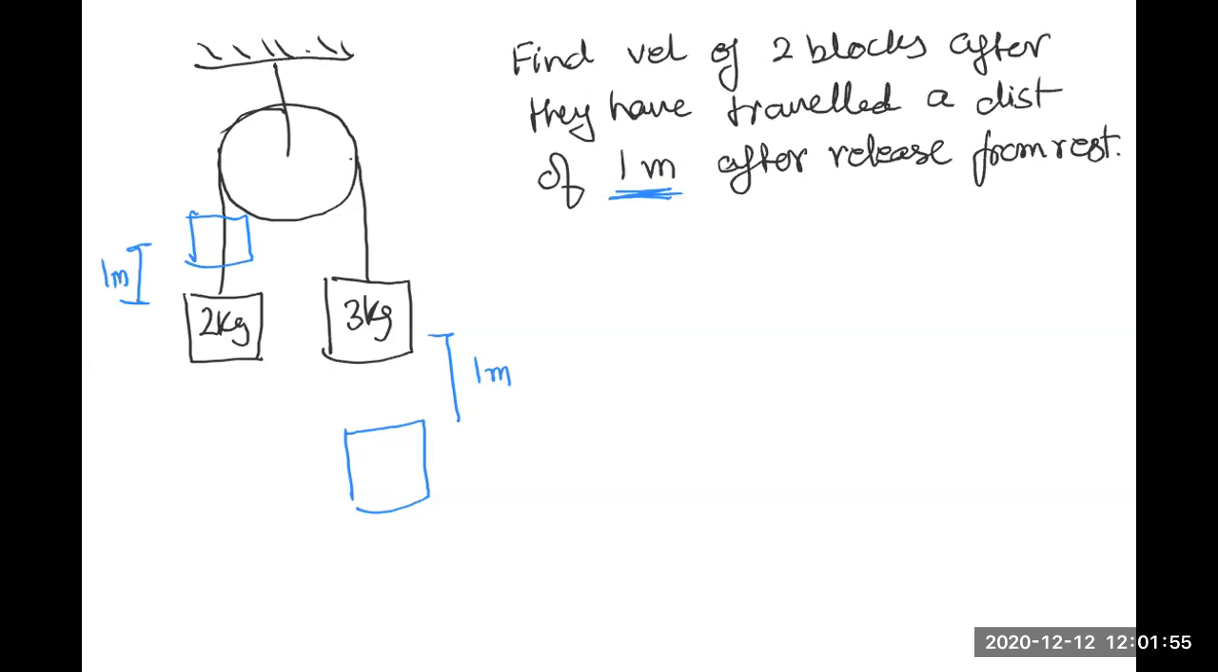So the 2 kg block has gone up, the 3 kg block has gone down by 1 meter. So the black thing represents the initial configuration of the system, whereas the blue thing represents the final configuration of the system.